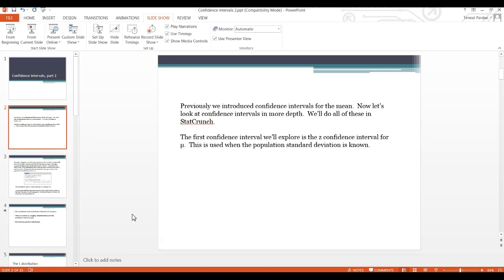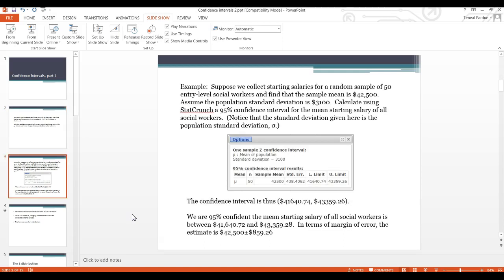There are actually two confidence intervals for the mean. One of them is used when the population standard deviation is known. That's the Z confidence interval for the mean. All right, so here's our first example.